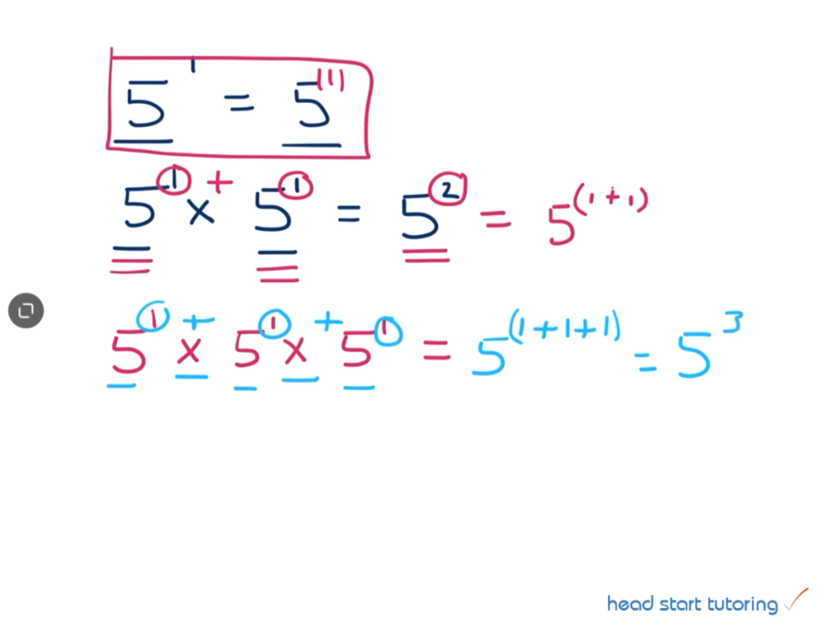And so it goes on. If we've got 5 times 5 times 5 times 5 times 5, all we need to do is imagine that there are little ones, so 5 to the power of 1 in all these individual numbers, and we count how many there are. There are 5, so we end up getting 5 to the power of 5.